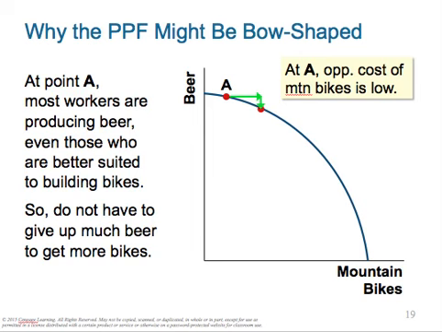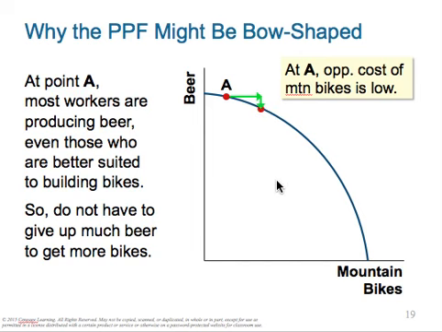At point A, most workers are producing beer. So we have more workers producing beer than we do mountain bikes. You just draw an imaginary line down. That's how many mountain bikes you're producing, and this is how much beer you're producing. So most of the workers are producing beer, even those that are better suited to building mountain bikes. So you do not have to give up much beer to get more bikes. At point A, the opportunity cost of mountain bikes is low. There's not a real big rise over run here.